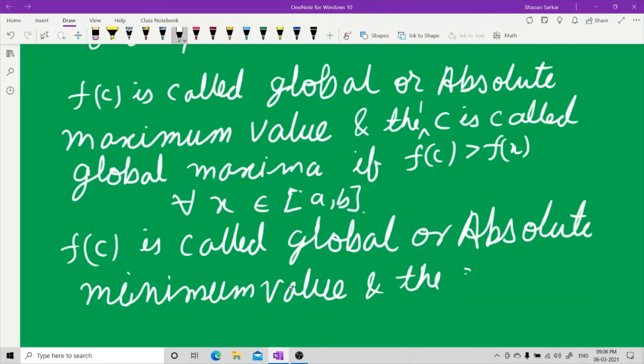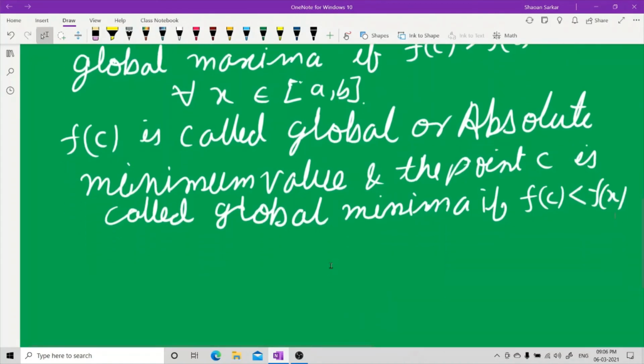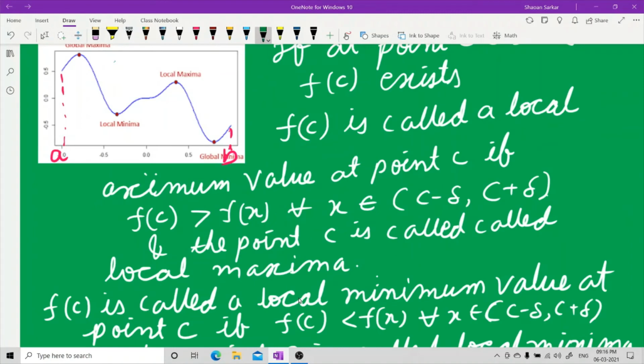And the point C, I spoke of the point but forgot to write it here. Point C is called global minima if f(c) is less than f(x) for all x belonging to [a, b]. This is the point C. Now at this point the function has the least value.